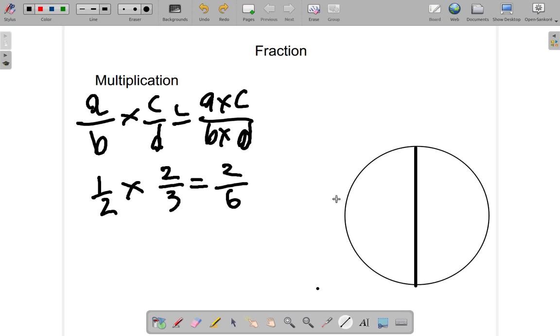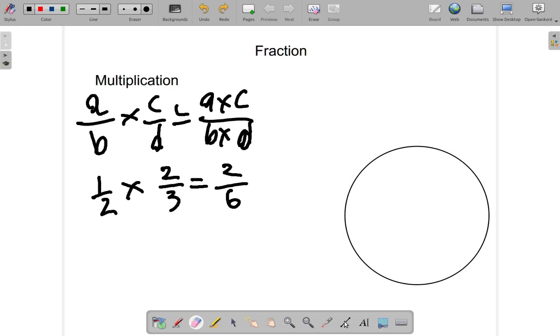So you half the circle. Then for each half you third it, right? And you third it. Now 2/3. 2 of these thirds becomes 2 out of 6 when you multiply by a half. Alright? Another way to look at it. Let's look at it another way.